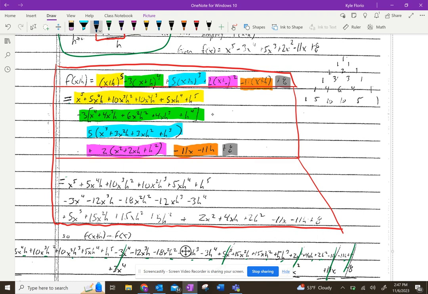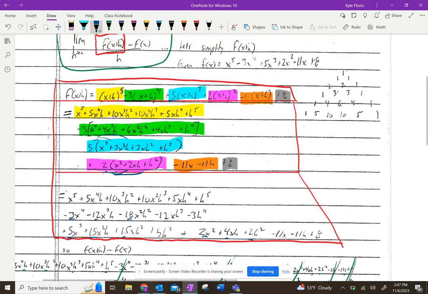And then I distributed the 3 in, so this becomes negative 3x to the fourth, negative 12x to the third, h, negative 18. You can kind of see that right here. This 5 gets distributed in down here, and then this 2 gets distributed in down here, and then the 11, and then we're there. So that's just the f of x plus h part.